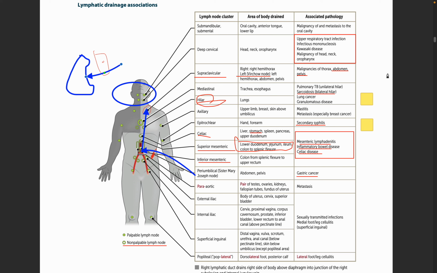But sarcoidosis is a systemic disease, which is actually an autoimmune disease. That's why both sides of lymph nodes, bilateral hilar lymph nodes, get enlarged. So this is one of the typical differentiating points in case of a BCQ or MCQ. You have to remember that. Then is the lung cancer and granulomatous disease. Both these diseases are also drained towards the mediastinal and the hilar lymph nodes. Okay.